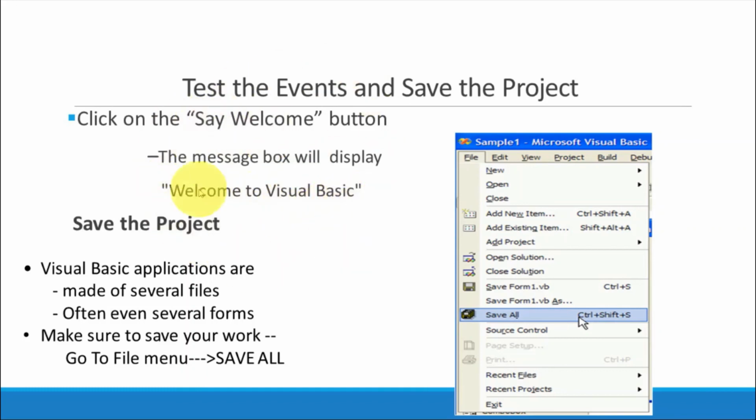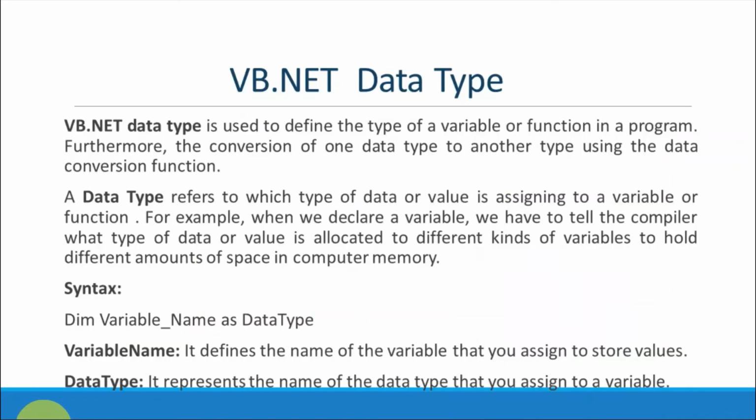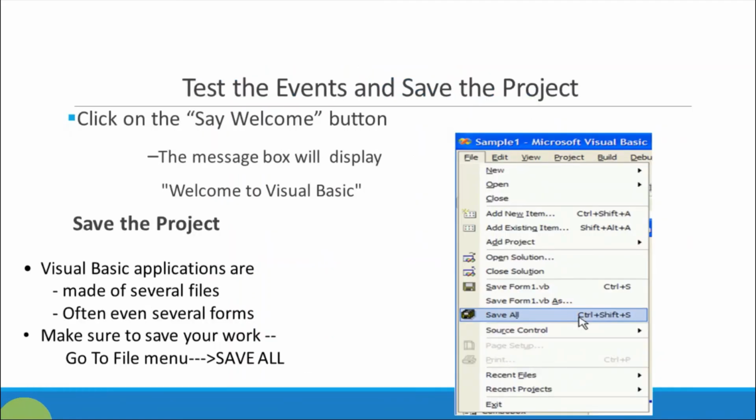Now once you run the program, you have to save the project. Visual Basic applications are made of several files, often even several forms. Make sure to save your work: go to the File menu, then press Save All or Control Shift S, and this is how you save your project.